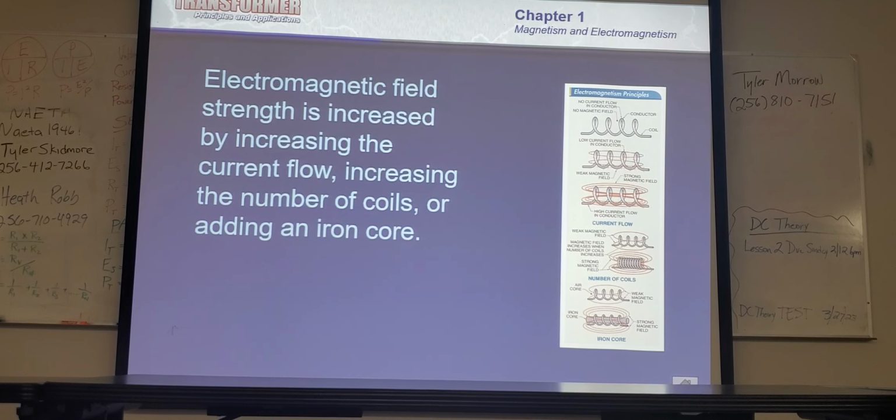A strong concentrated electromagnetic field is developed when a conductor is wrapped into a coil. The strength of the electromagnetic field is directly proportional to the number of turns in the coil and the amount of current flowing through the conductor. An iron core increases the strength of the electromagnetic field by concentrating the field.